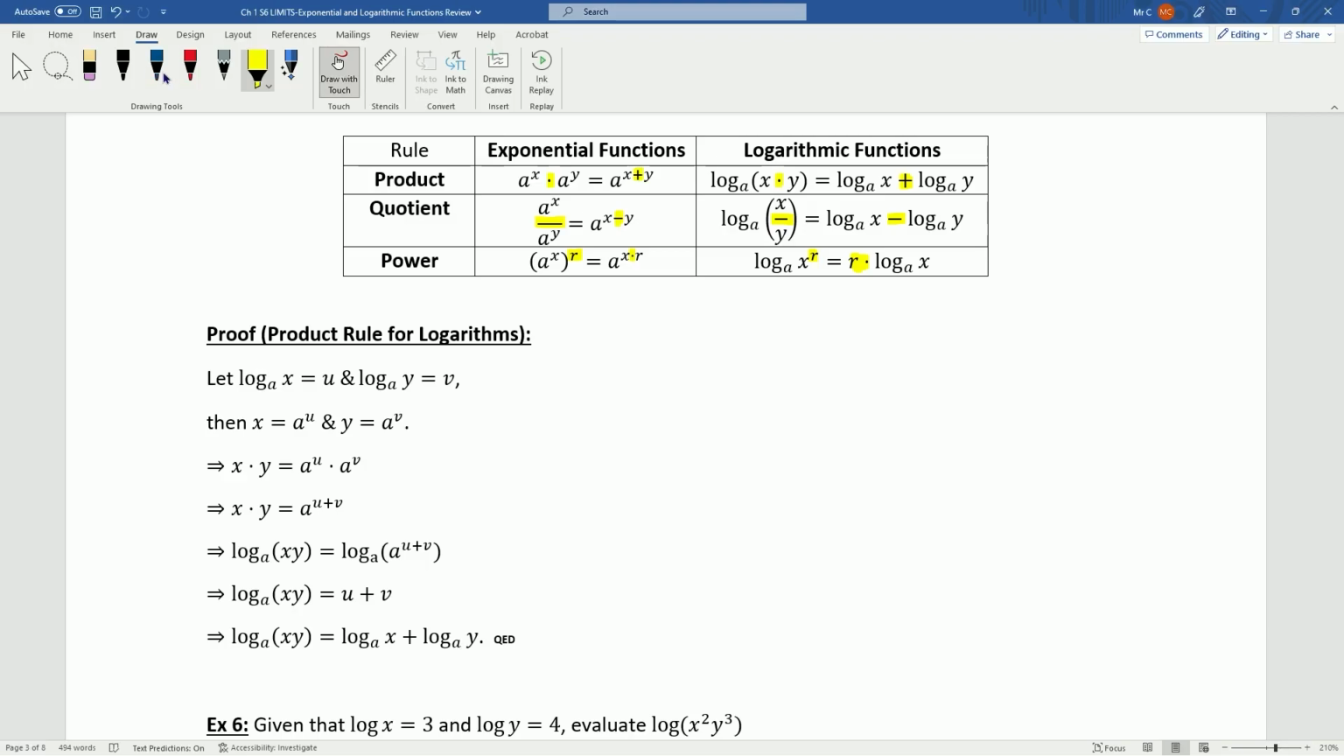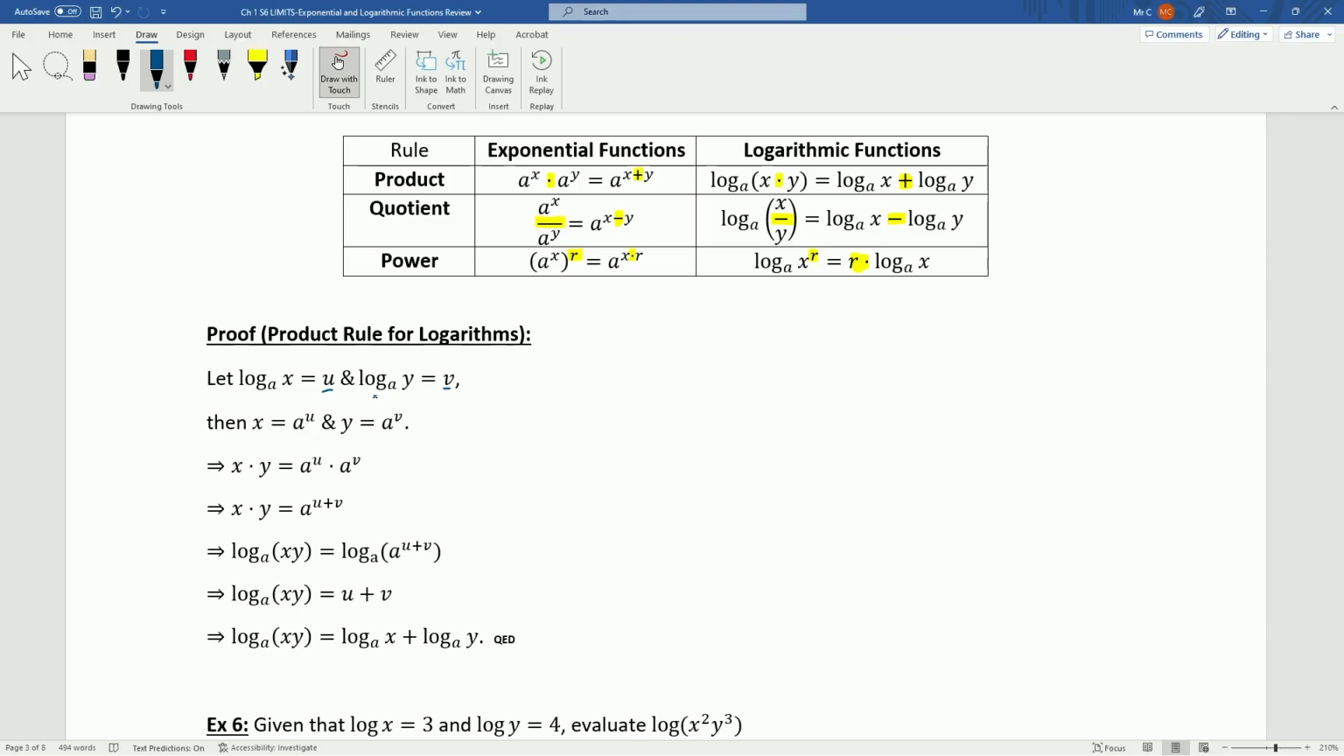So again, if you know these exponential rules, all you've got to do is flip them around, and that's your logarithmic rules. Now, of course, what I just said was not a rigorous justification for these rules, so we're going to look at the proof for one of these rules, and you can basically adjust this proof slightly and tweak it to get the proofs for the other logarithmic rules. But we'll run through that real quick. So let log base a of x equal u, and log base a of y equal v. So we're just naming these two log values as u and v.